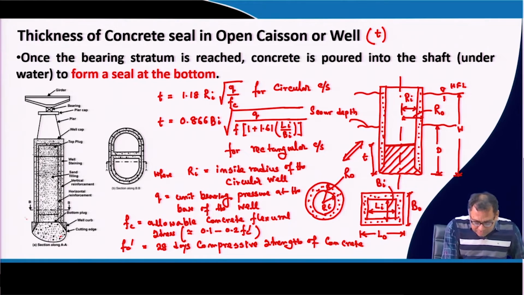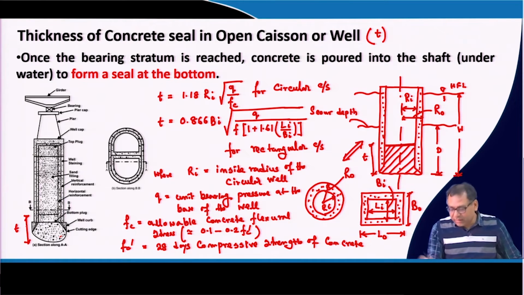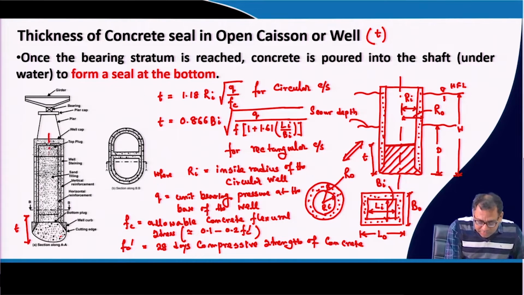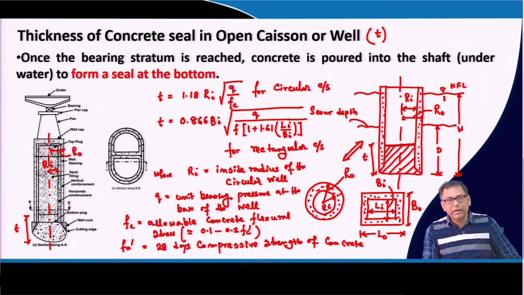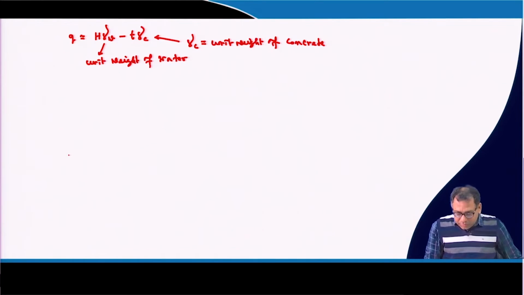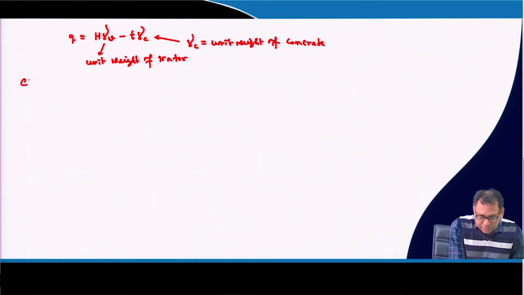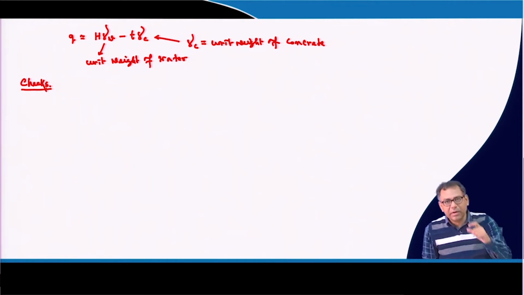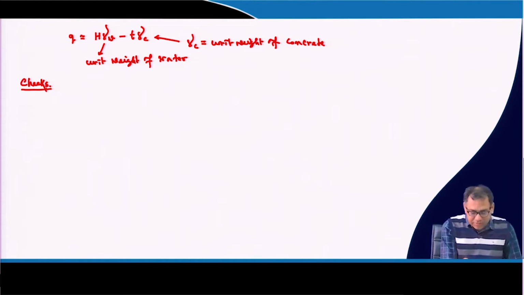Here the thickness again I should write. So, this will be the thickness of the well for this particular figure, and here also we have the internal diameter and the external diameter, that is, the radius r_i and r_o. So, now we have to do a few checks. What are those checks? That means, whether the thickness that we have provided is sufficient or not, those checks we have to do. So, the first check is for the buoyancy.